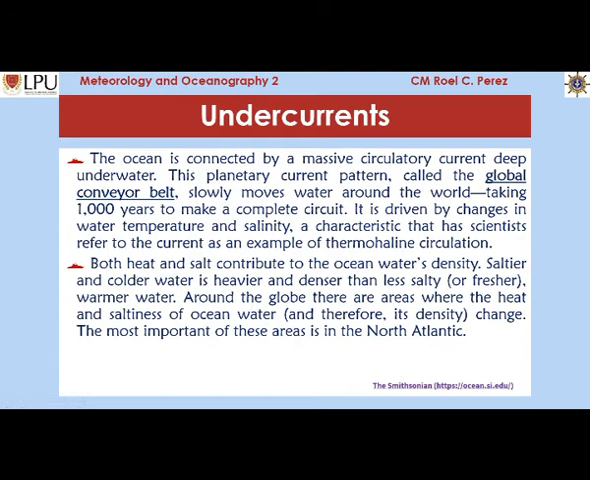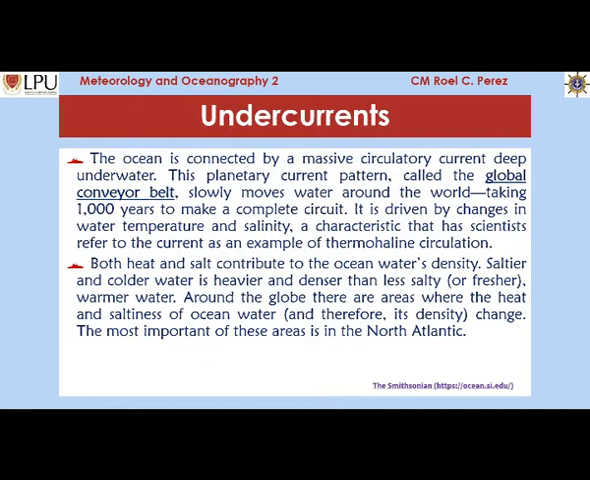The ocean is connected by a massive circulatory current deep underwater. This planetary current pattern, called the global conveyor belt, slowly moves water around the world, taking 1,000 years to make a complete circuit. It is driven by changes in water temperature and salinity, a characteristic that scientists refer to as an example of thermohaline circulation.